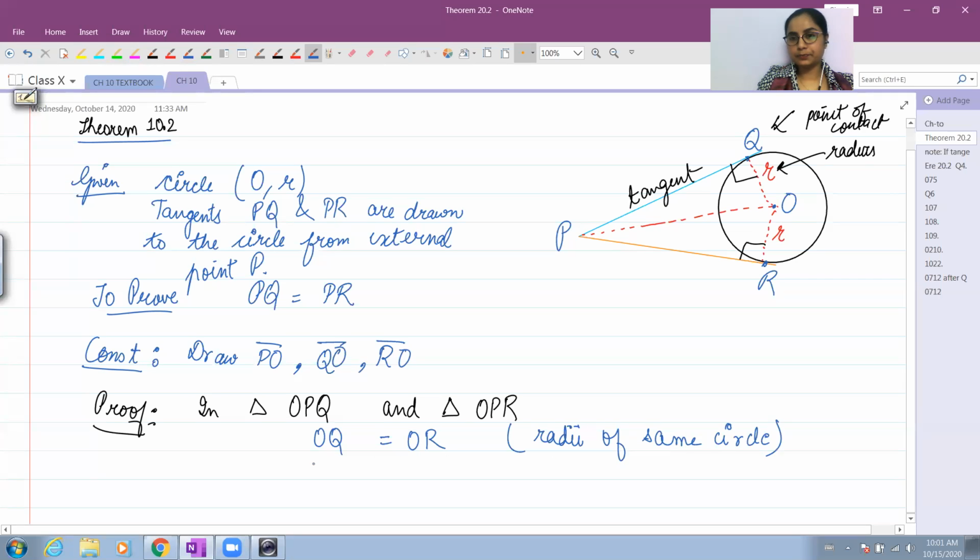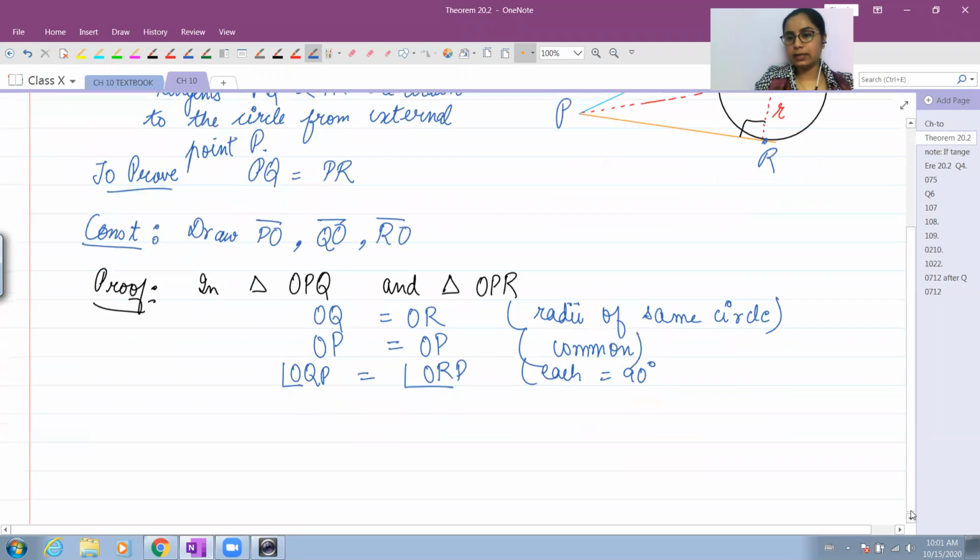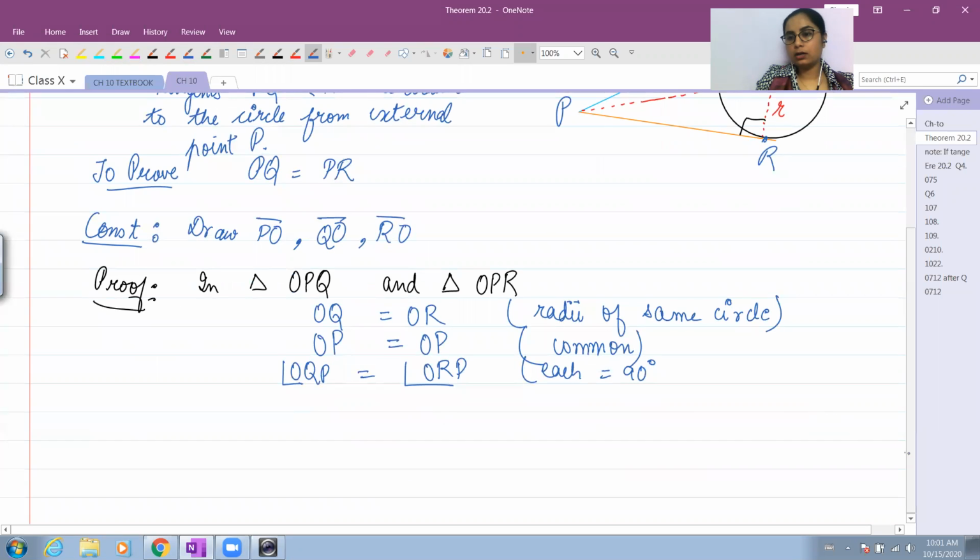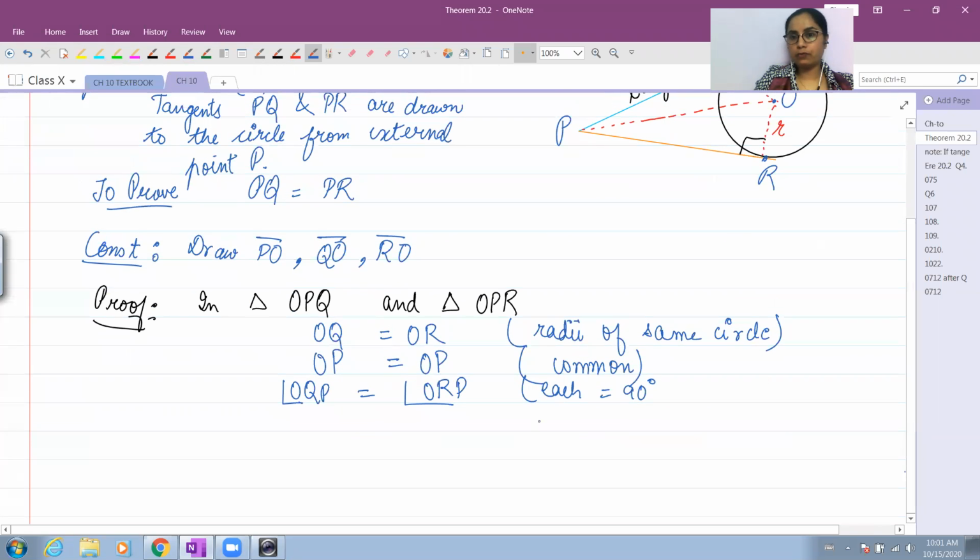What else? OP and OP are equal. This is the common side for the two triangles. And then angle OQP will be equal to angle ORP. Each is equal to 90 degrees. And the reason being that the tangent is perpendicular to the radius at point of contact.